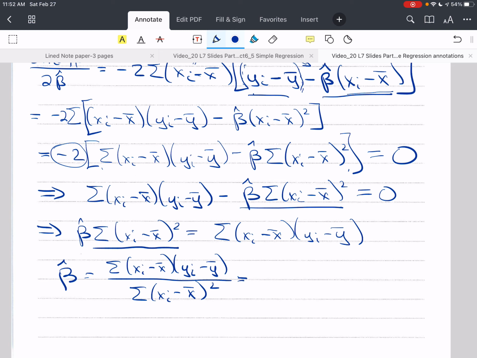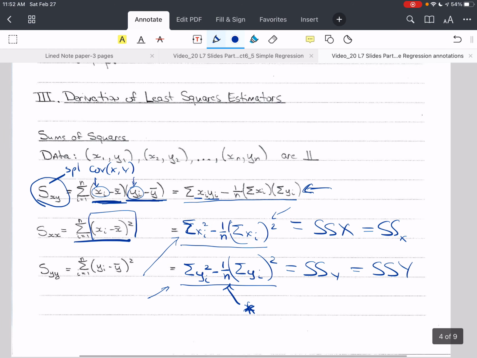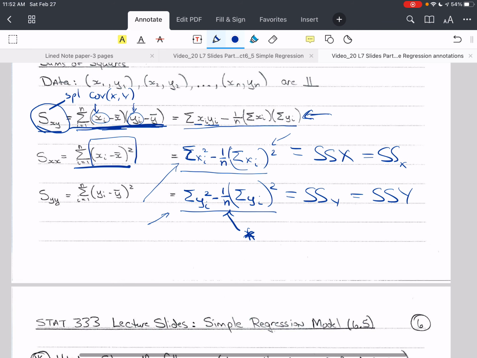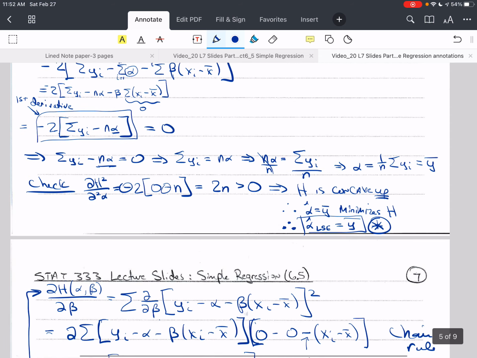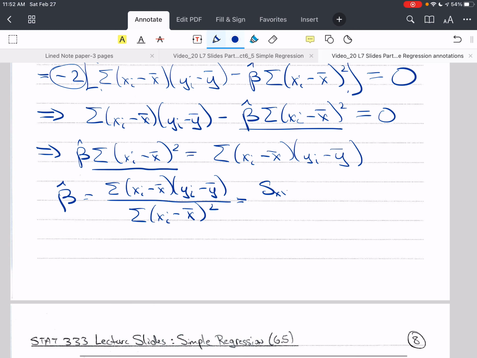So this is equal to, is it SSXY? So it's equal to SSXY, this. And then this is SSX, or SXX. Okay, so let's do the substitutions in as we can here. So this is equal to SXY, sum of squares of xy, and this is SXX. So that's another way to write this formula, okay? The sum of squares.